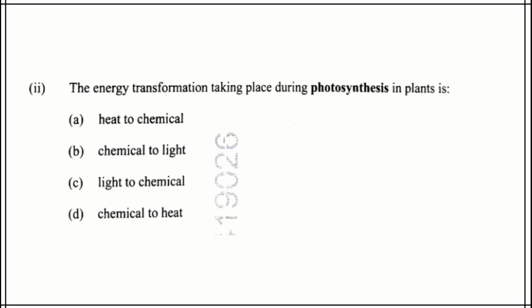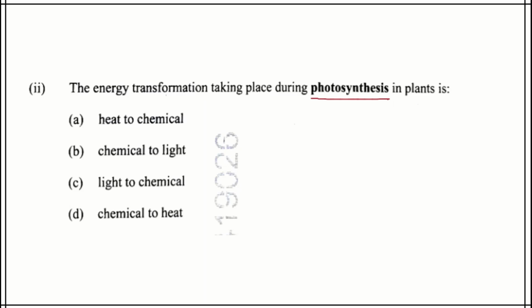Next, second question. The energy transformation that takes place during photosynthesis in plants is option A, heat to chemical, option B, chemical to light, option C, light to chemical, option D, chemical to heat.